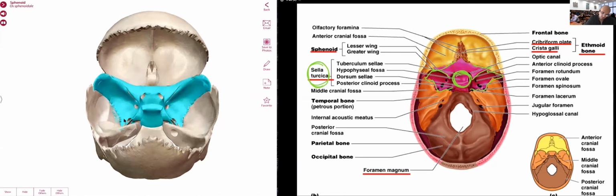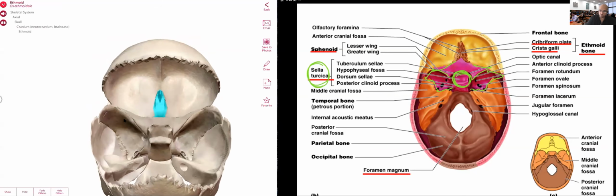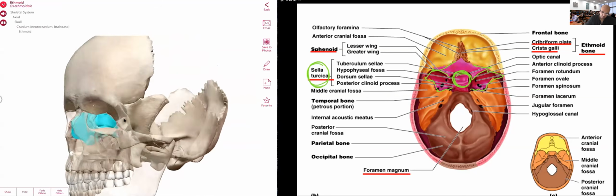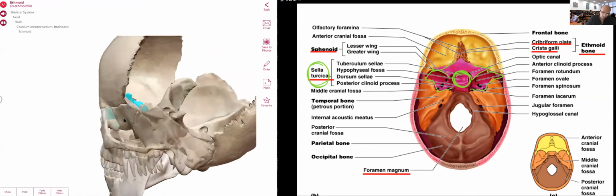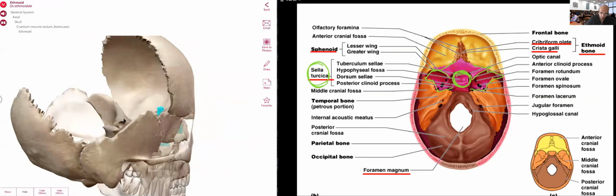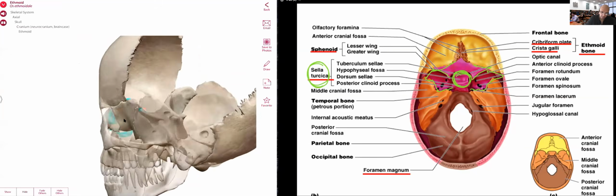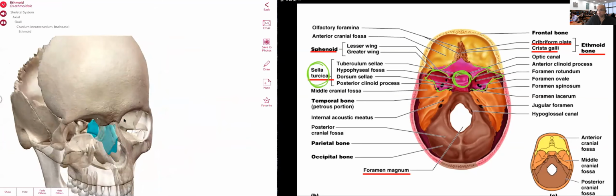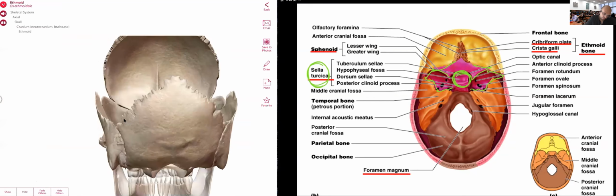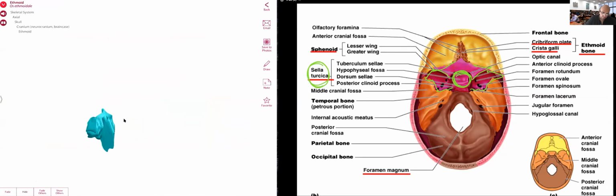If we're looking here at our last cranial bone, this is my ethmoid bone. What are the important markings? So you see on here how the ethmoid bone looks when articulated with the other cranial and facial bones. And this is how it looks when you separate it from all the rest of the cranial and facial bones.